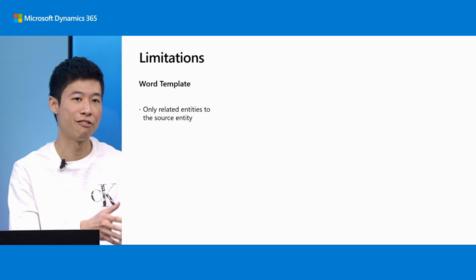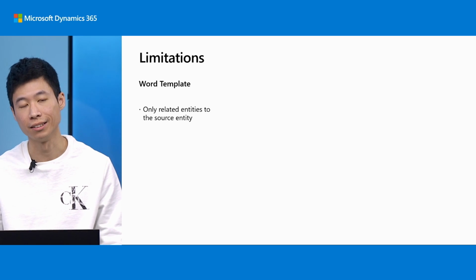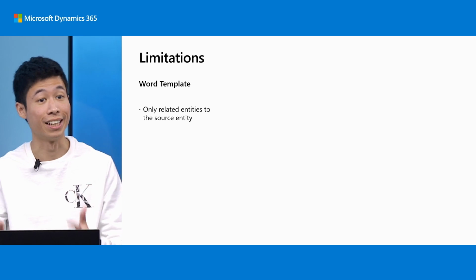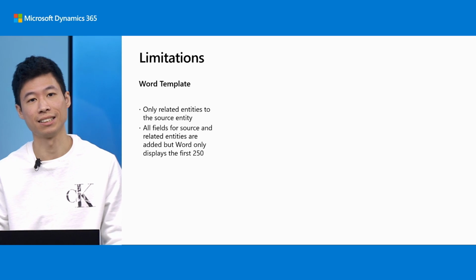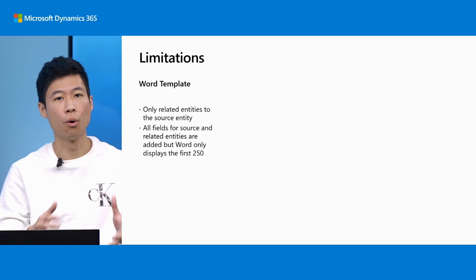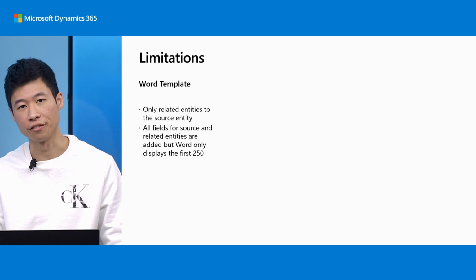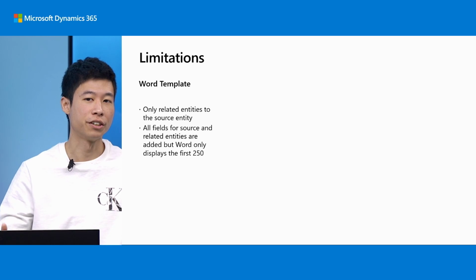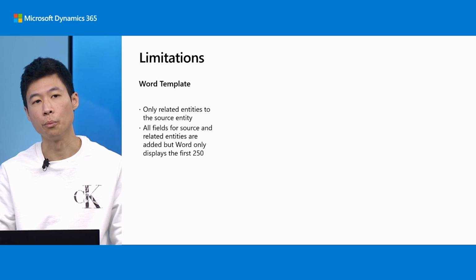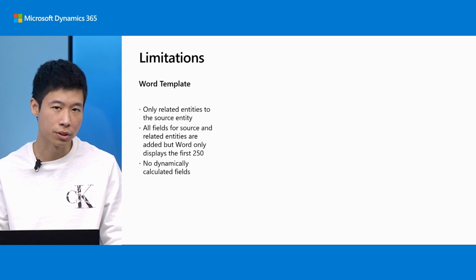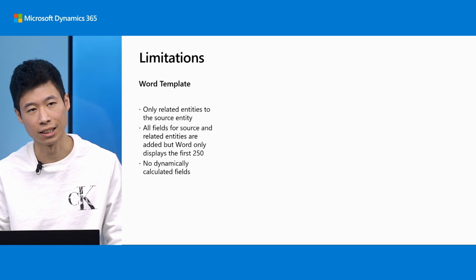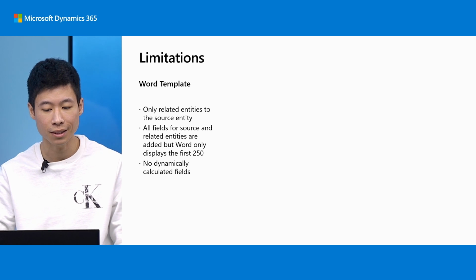You can only have related entities to your source entity, and you can't have unrelated entities. All views for the source and related entities are added, but Word will only show you the first 250. So if you have more than 250 views, the additional ones will not be shown. And you cannot have dynamically calculated views, for example, with salutations in Business Central.